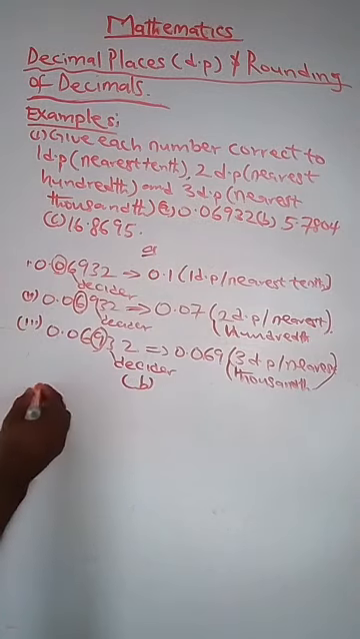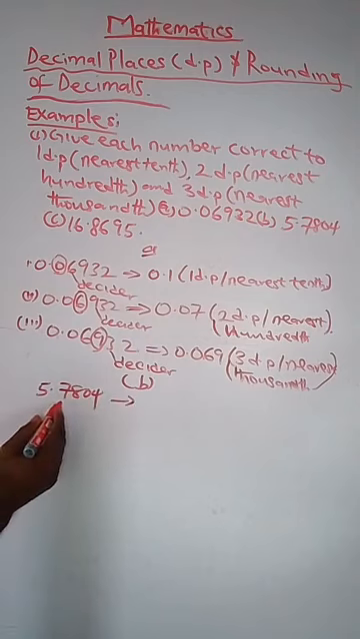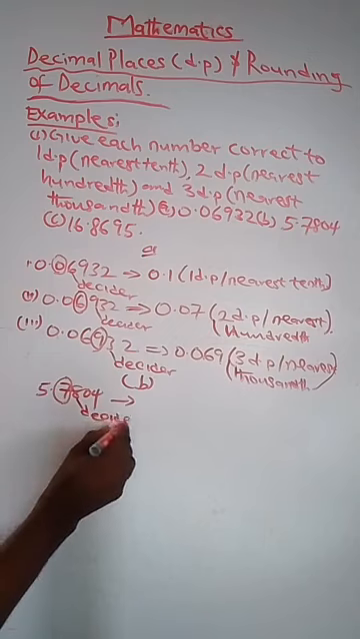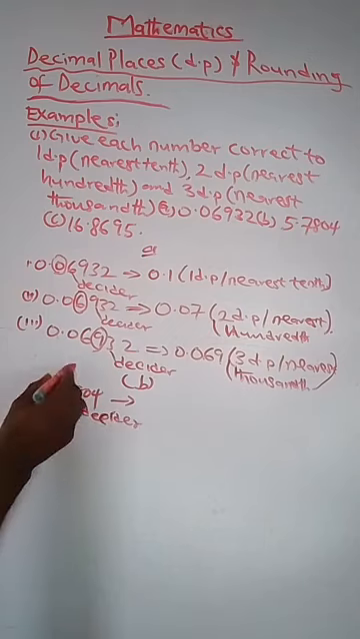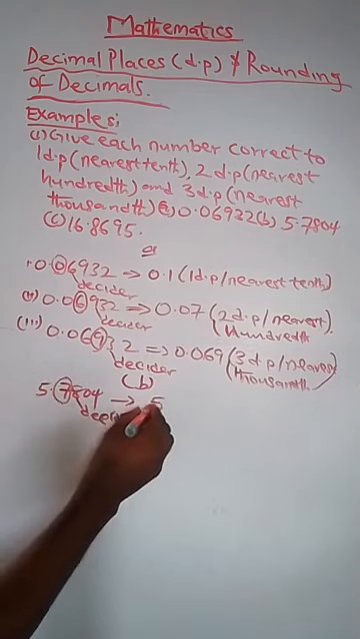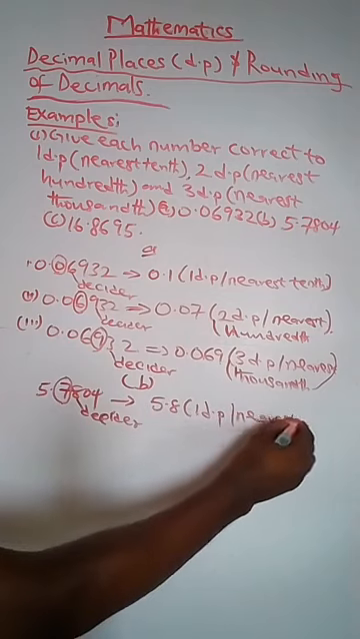B, 5.7804. Now, to 1 decimal place, this is where we are coming. That is 1 digit after decimal. This is the decider, right? Since the decider is 5 or more, we round up. So we change it to 1, add it to this. So this will be what? 5.8, 1 decimal place or nearest tenth.